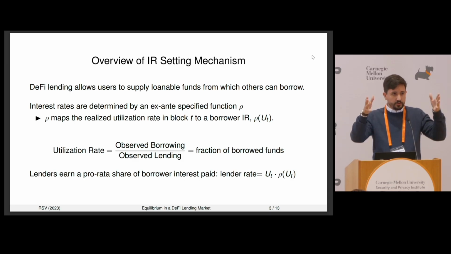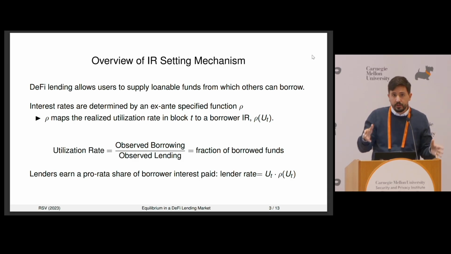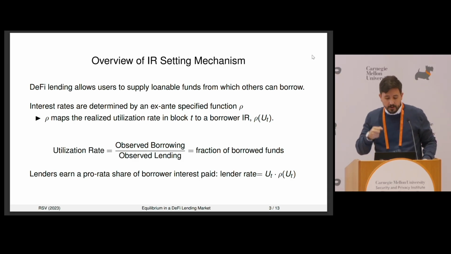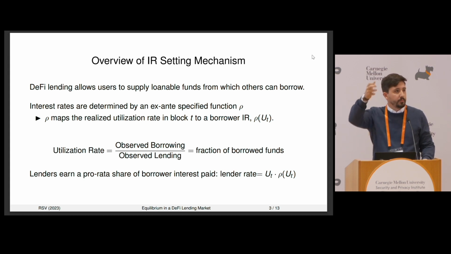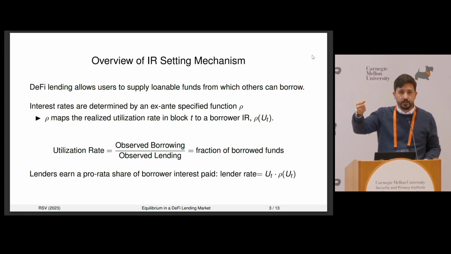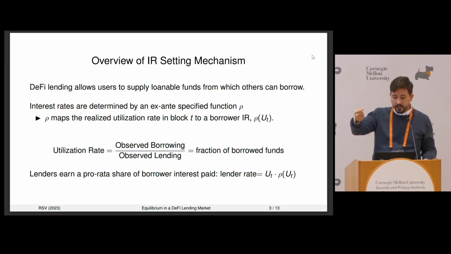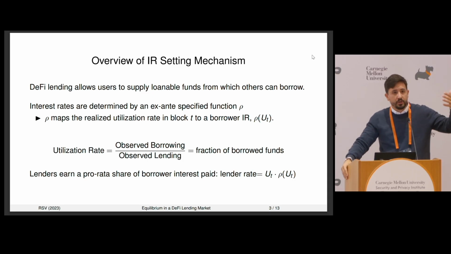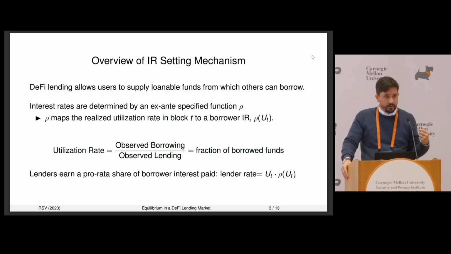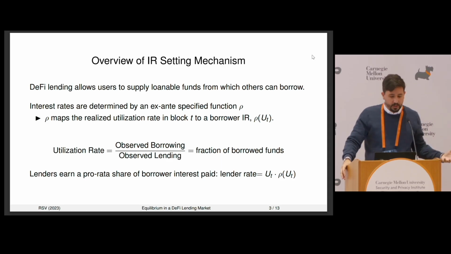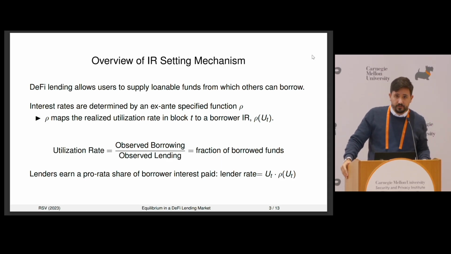So the smart contract codes a function. Here we use the notation rho, and the function is going to tell you, based on the utilization of funds at the end of each block, what is the interest rate that the borrowers pay. Okay, so what is utilization of funds? It's just the fraction of funds that are lent to the platform that are borrowed. So if 50% of the funds are borrowed, then that would be a utilization of 50%.